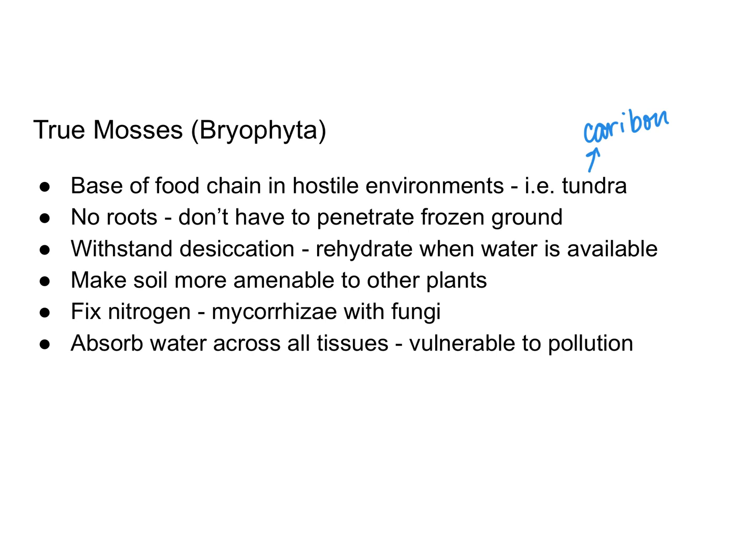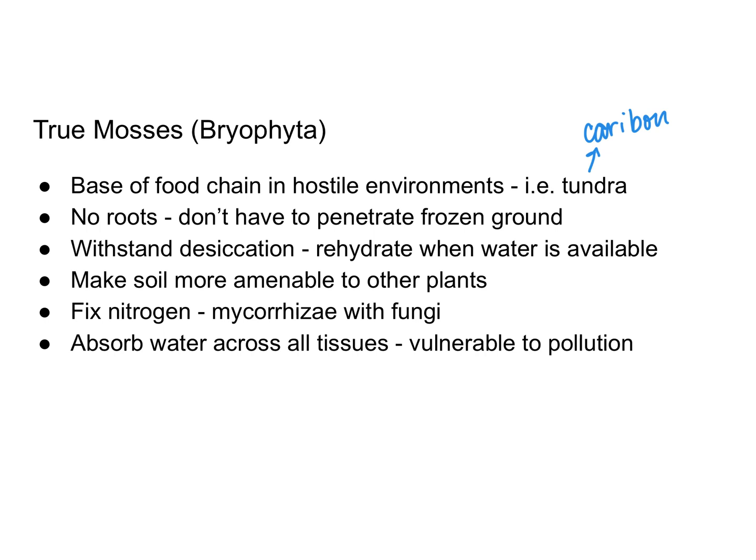They can also make the soil more amenable to other plants, and that essentially means that it can process substances in the soils in order to release things like minerals and other nutrients and convert them into a form that other plants can use. They often form mycorrhizae with fungi. Remember, this is a mutualistic symbiotic relationship, and it helps to fix nitrogen. And by fixing nitrogen, it's taking atmospheric nitrogen and converting it into a form in the soil that plants can use.